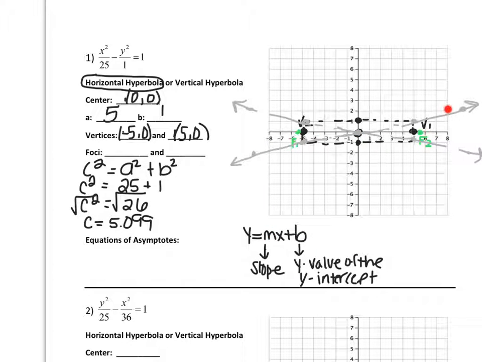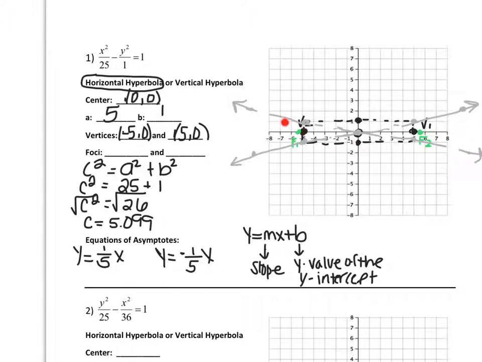So for this equation, we're going up 1 over 5. So that equation is going to be y equals 1/5 x. Now this next equation here, we're going to go down 1, left 5, which is negative 1/5. So that's the other equation of the asymptote. Again, the center is 0, 0, so it doesn't matter what the y-intercept is. It's 0.